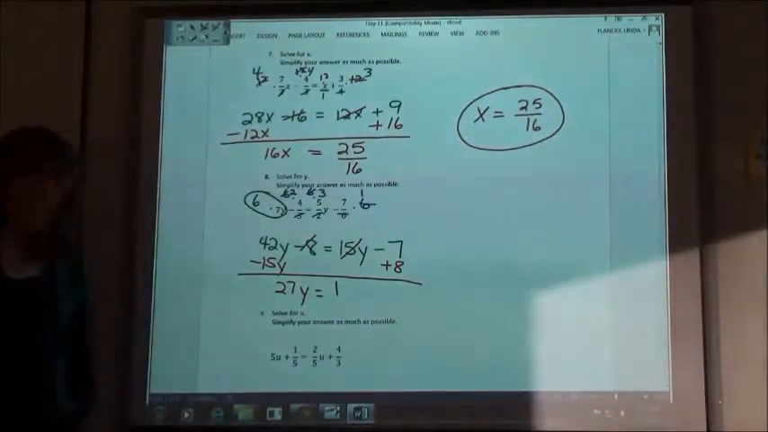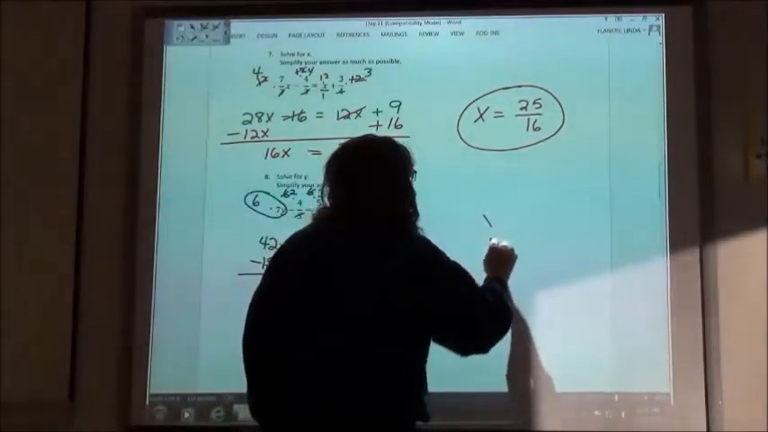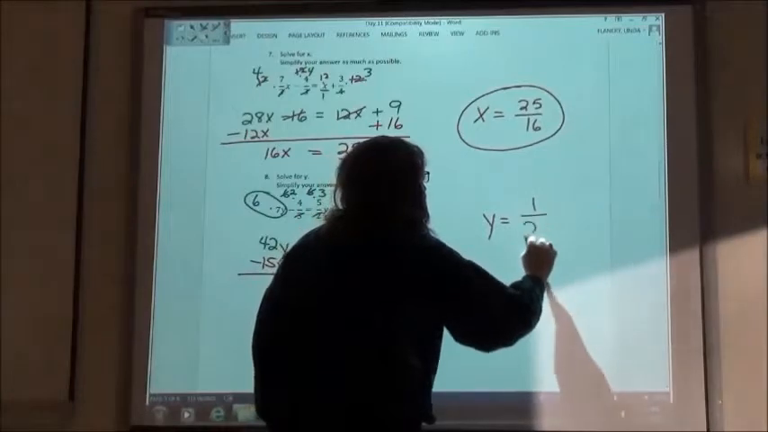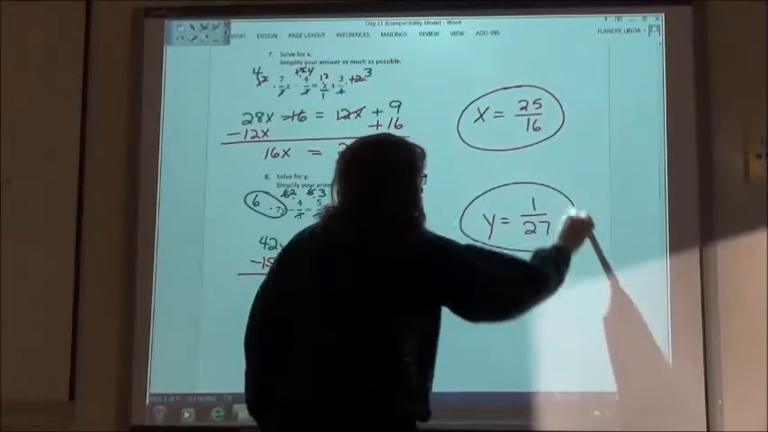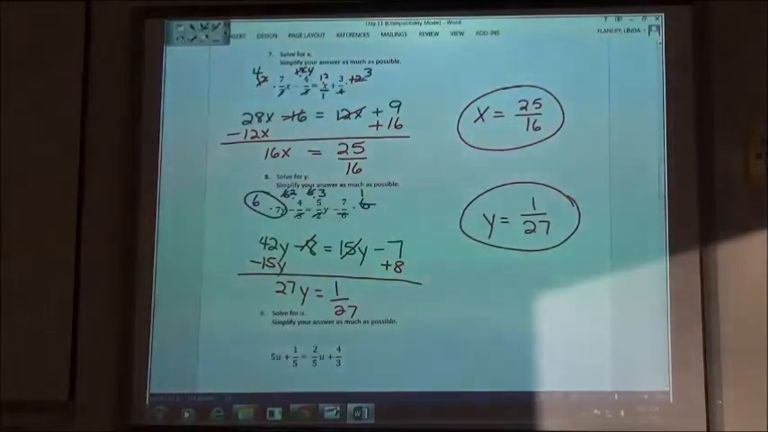And so when we divide, y is going to equal 1 over 27, right? Can't do much with that.